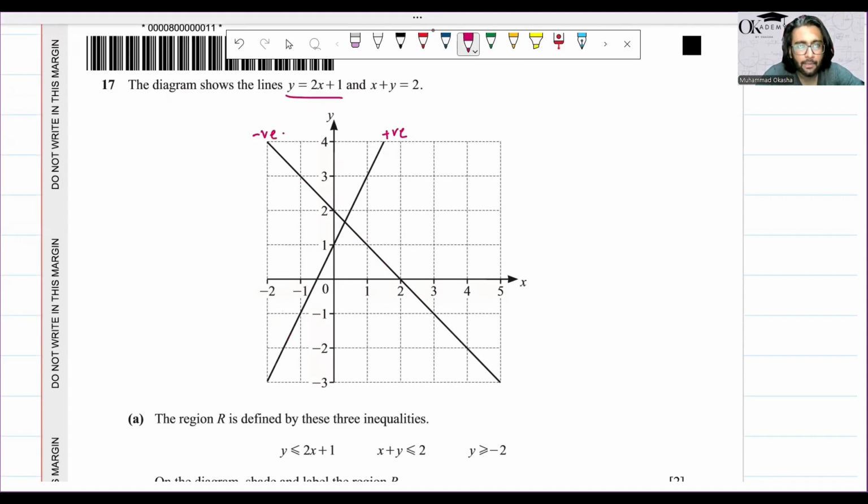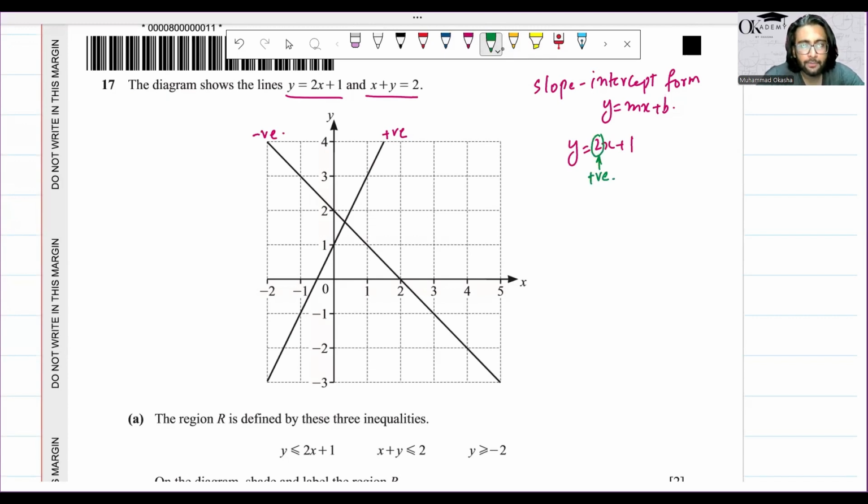If I were to write my equation in the slope-intercept form, you know the slope-intercept form of an equation, right? y equals mx plus b. So for the first equation, y equals 2x plus 1, I can already tell that the slope is 2, and this has a positive slope. This line also has a positive slope, which means this line is y equals 2x plus 1, and the other line should be x plus y equals 2.